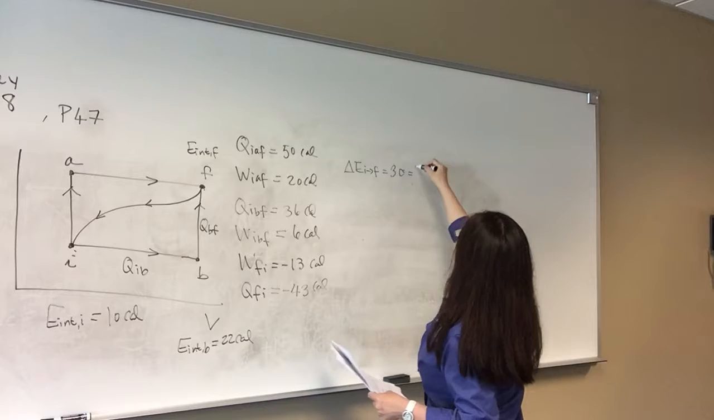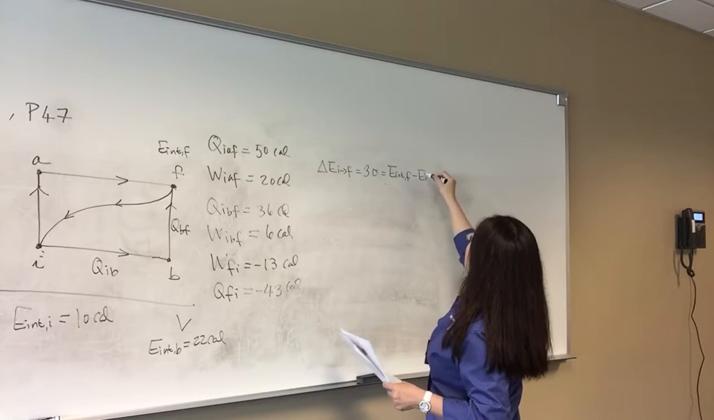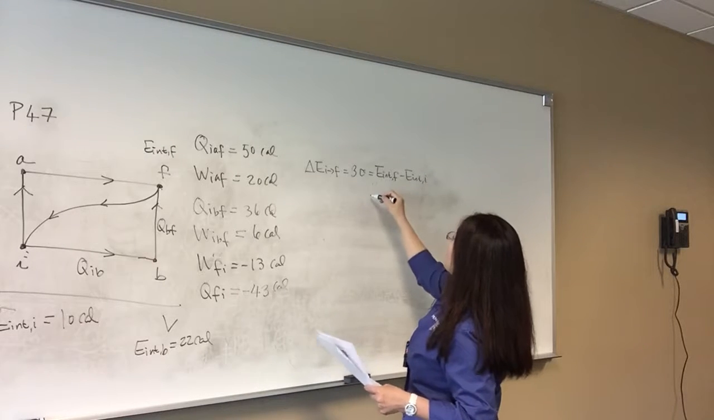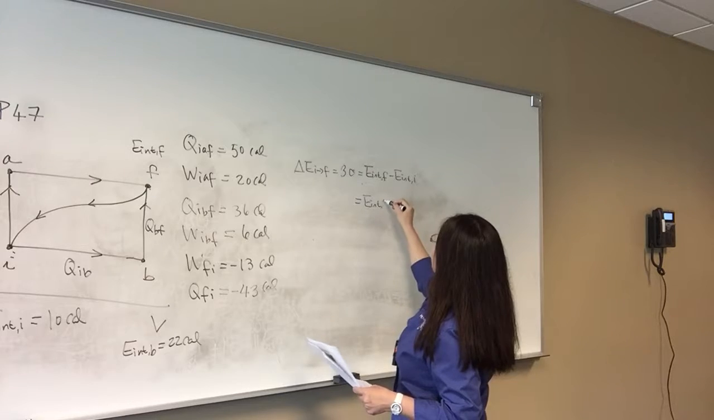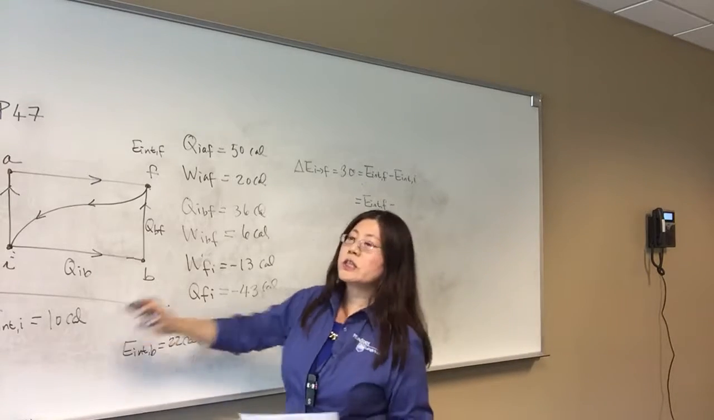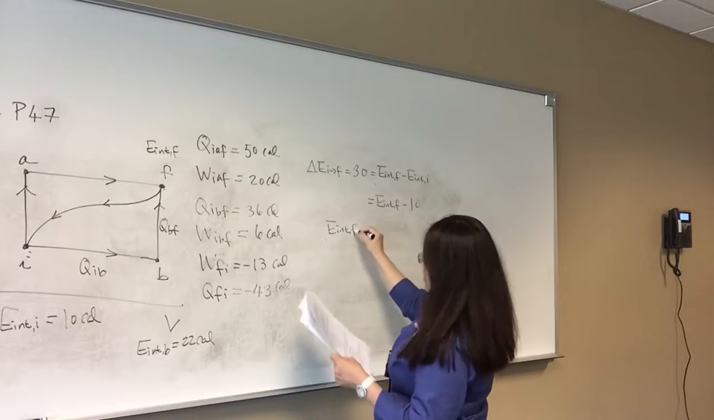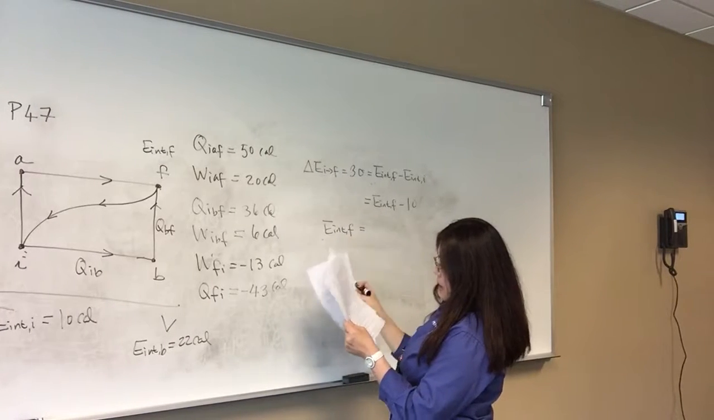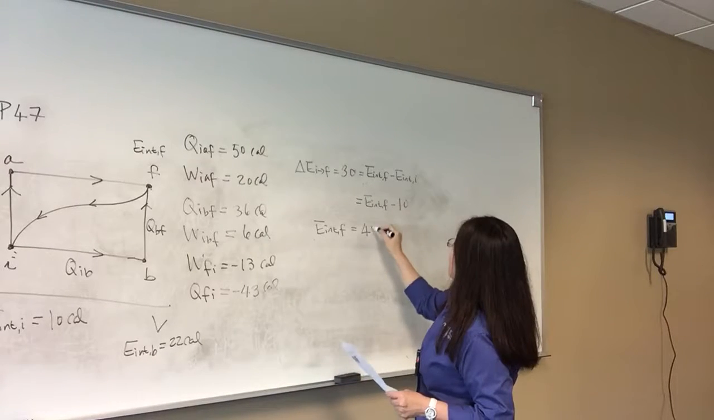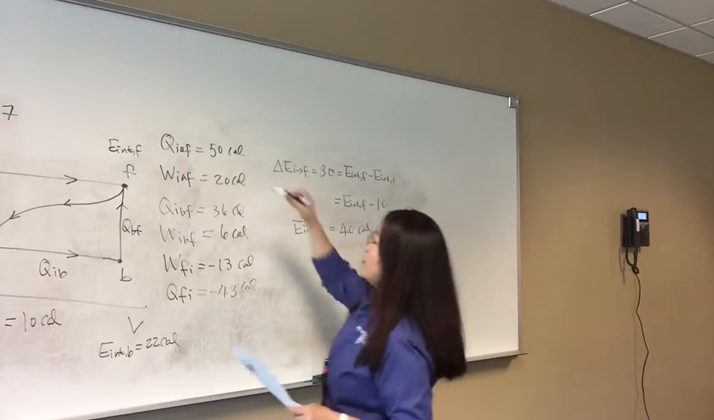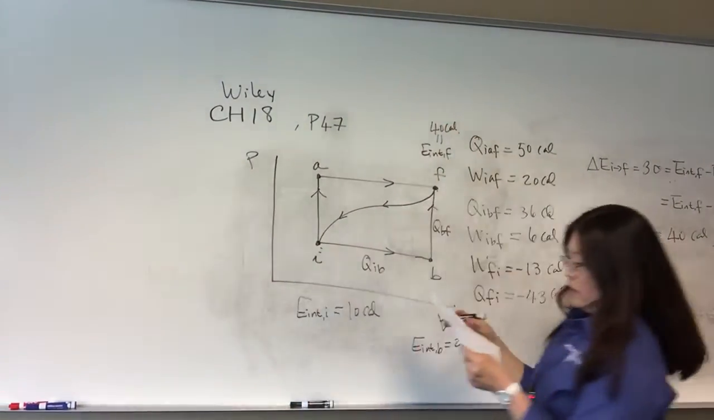This means that will be the internal energy at point F, the final, minus internal energy at initial. So 30 is equal to this, the one you're asked to find, minus this, which is given, 10. So we found that the internal energy at point F is equal to 30 plus 10, that will be 40 calories. So this has the numerical value of 40 calories.